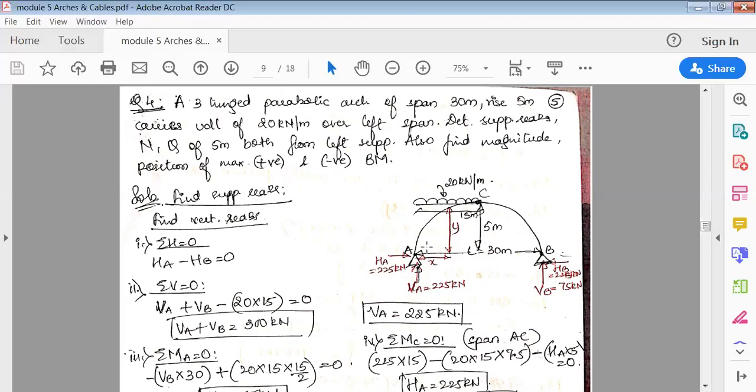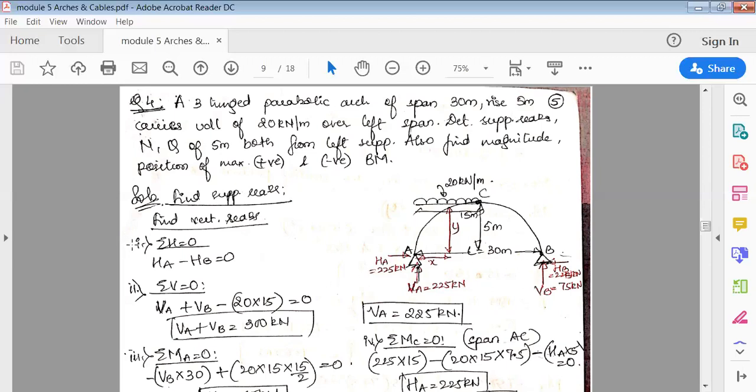So as usual, start with the first thing, that is support reaction. At A and B there are hinge supports. Remove the support and show the reactions. Hinge support has only two reactions, HA and VA. At B, HB and VB. Then first use the equilibrium equations.